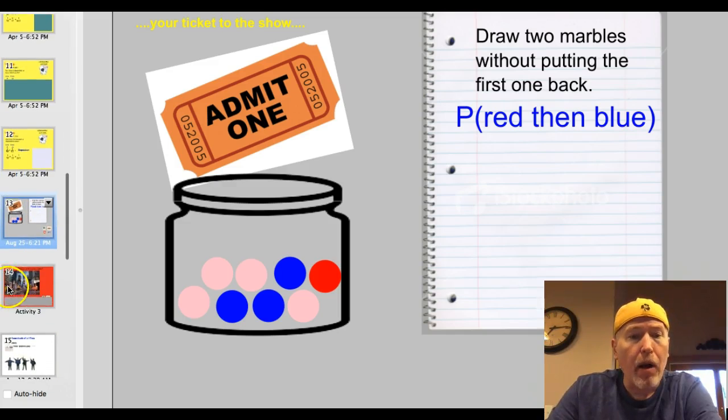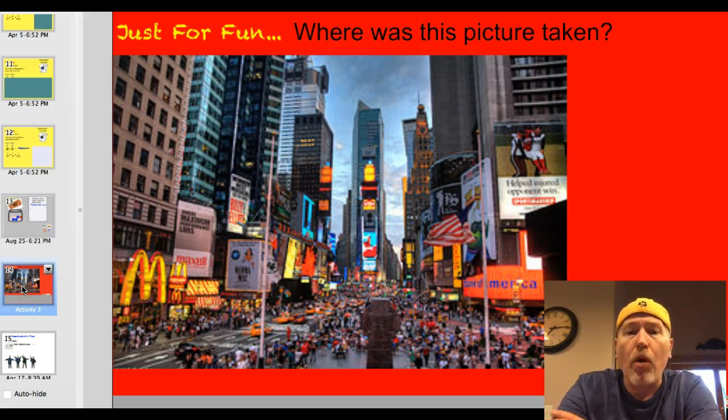Okay, here we go. Where was this picture taken? Times Square, New York City. This place is alive 24 hours a day. Hope you get a chance to get there sometime before you're 50 years old. That's how old I was when I finally got there.